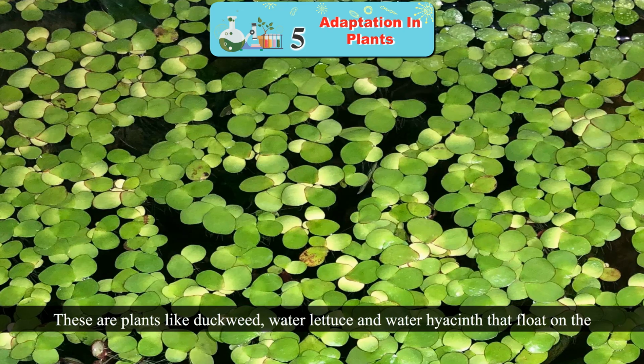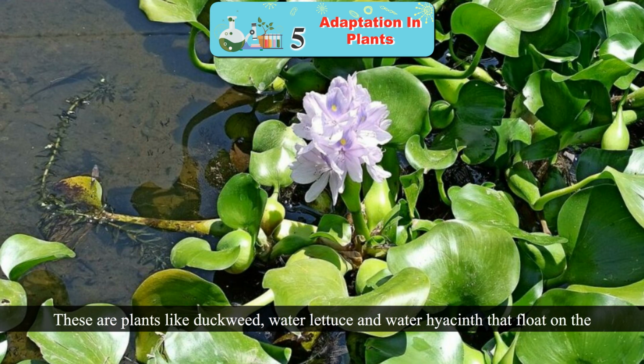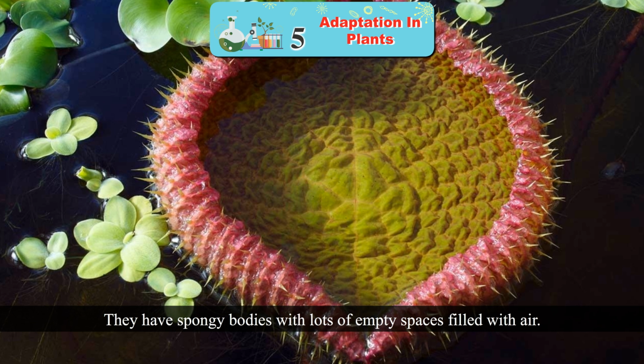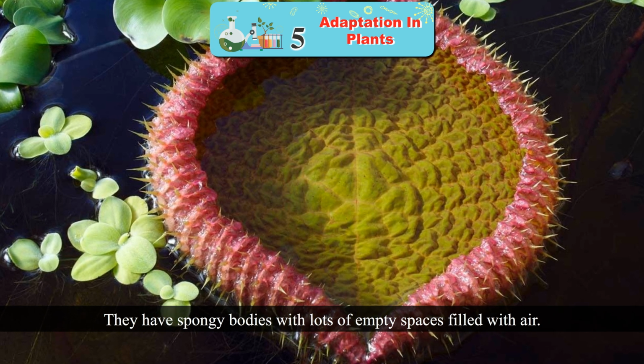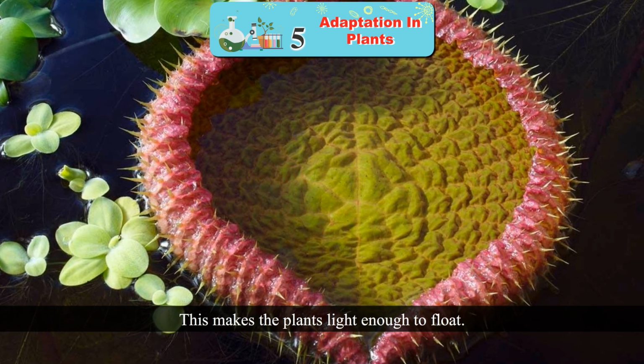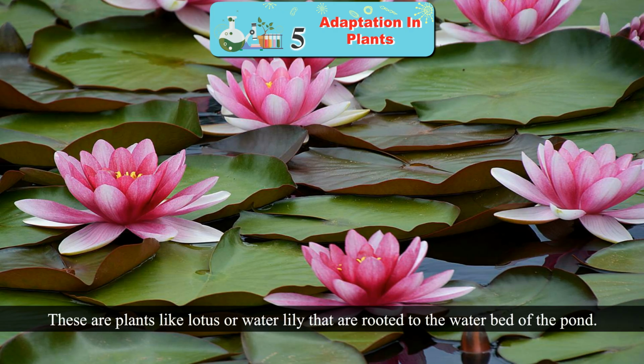First, floating plants. These are plants like duckweed, water lettuce and water hyacinth that float on the surface of the water because they are either light or small in size. These plants are not fixed to the soil in the waterbed. They have spongy bodies with lots of empty space filled with air. This makes the plants light enough to float.